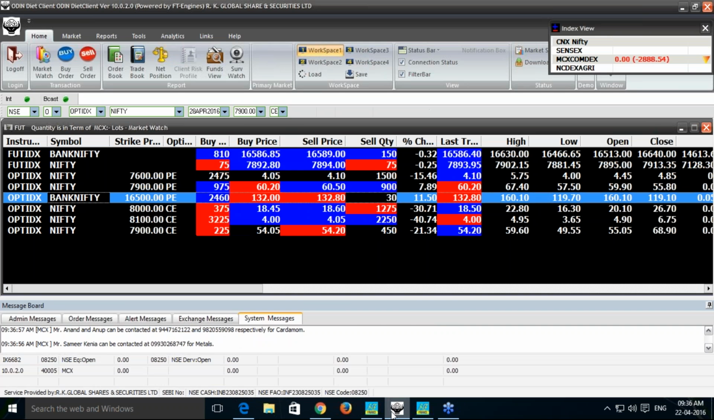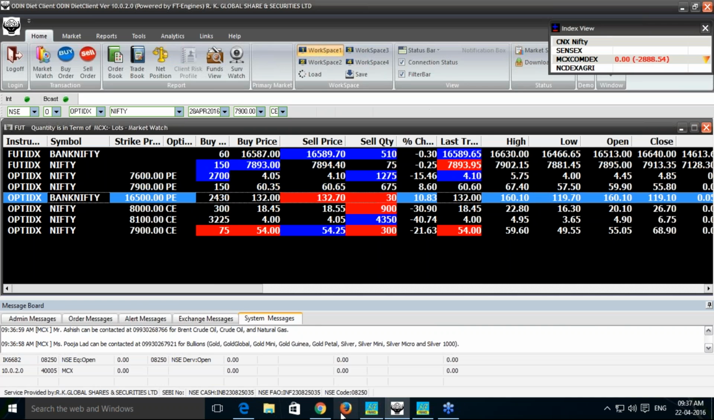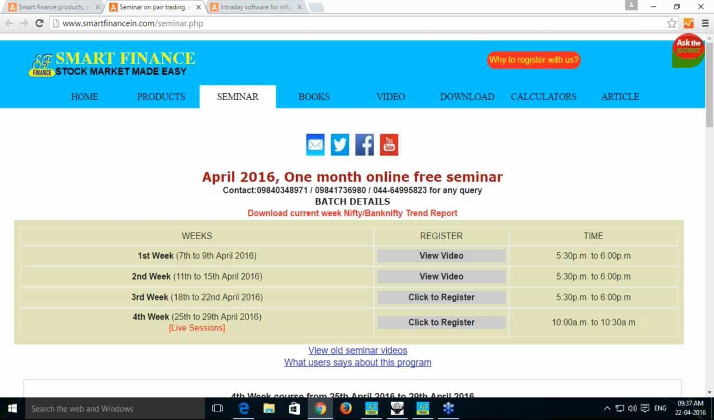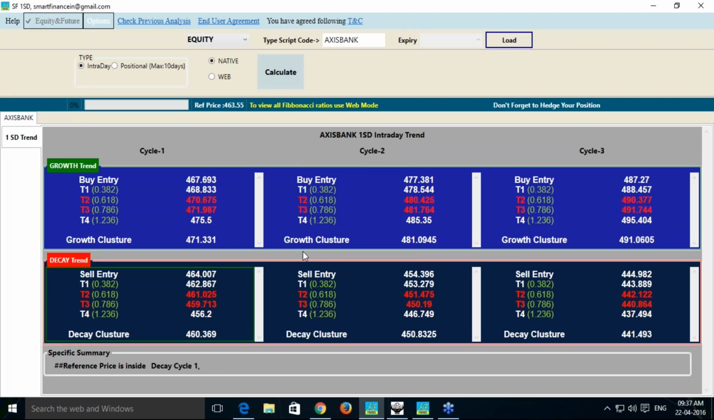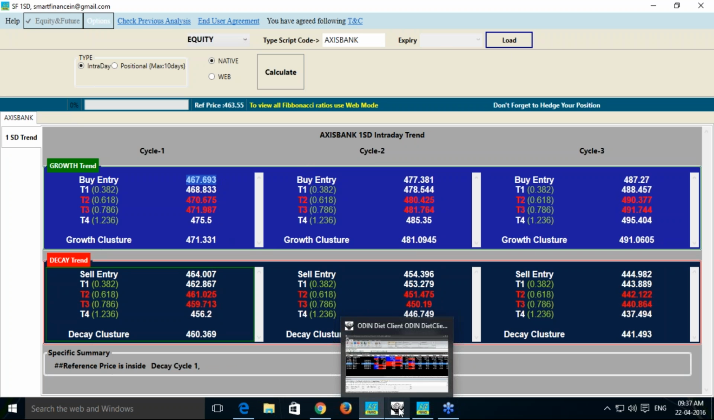So this is what we have done for Nifty and Bank Nifty. Nifty we bought, Nifty we sold, Bank Nifty we bought. Now moving to the equity segment, one equity. Shall I go for Axis Bank? Yesterday it gave a great move. So this is the Axis Bank I am taking. This is the level for Axis Bank. It is telling that I should buy at 467, 68, and 64 should be my stop loss.